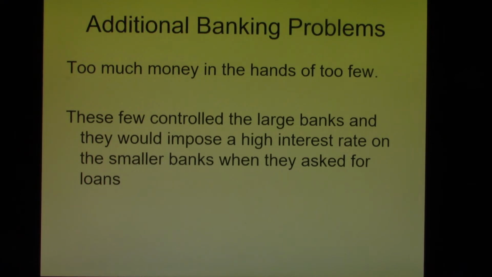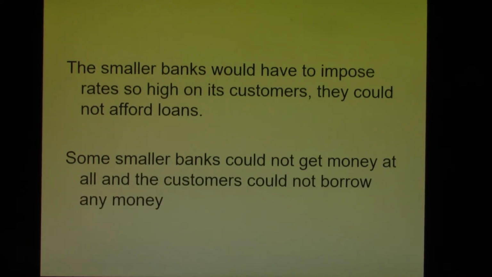There's really too much money in the hands of too few. These few are going to control the banks, and the banks will impose high interest rates on smaller banks when the smaller banks want to get a loan. Well, obviously, the smaller banks are going to have to put a high interest rate on their customers, and their customers won't be able to borrow money because of the high interest rates. Now, some banks could not get money at all, and the customers couldn't borrow money. All businesses have to borrow money to survive. They borrow it, money comes in, they pay the loan off.